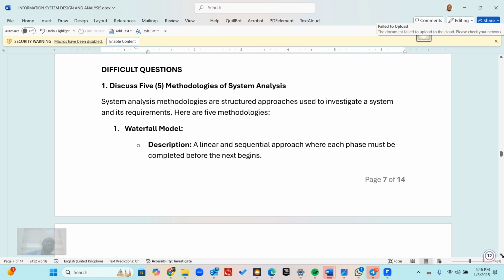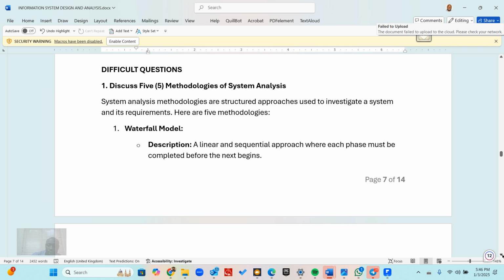Now we have the difficult questions here. We're halfway done. We have a difficult question here. Discuss five methodologies of system analysis. Here are the five methodologies. System methodologies are structured approaches used to investigate a system and its requirements.